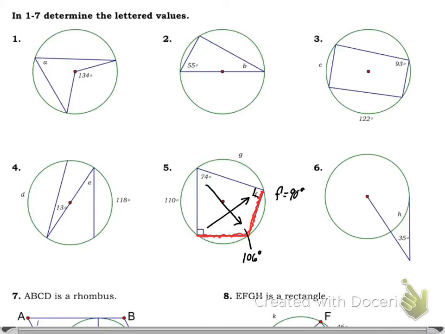Now, if this is 106 degrees, that total angle that created it is going to be twice 106, which is 212. So that whole arc is going to be 212. To get my G, I just take 212 and subtract 110 from it, and I see that G equals 102 degrees.